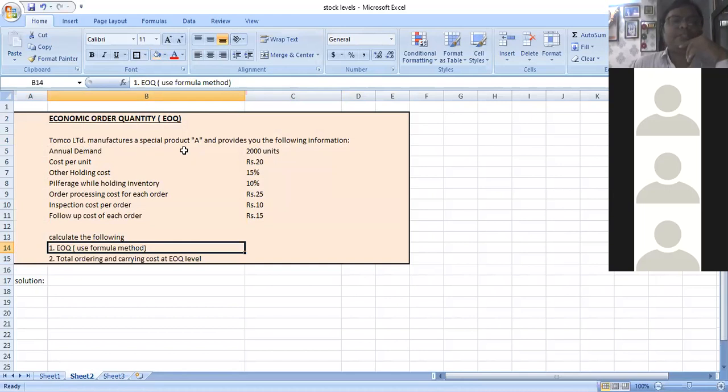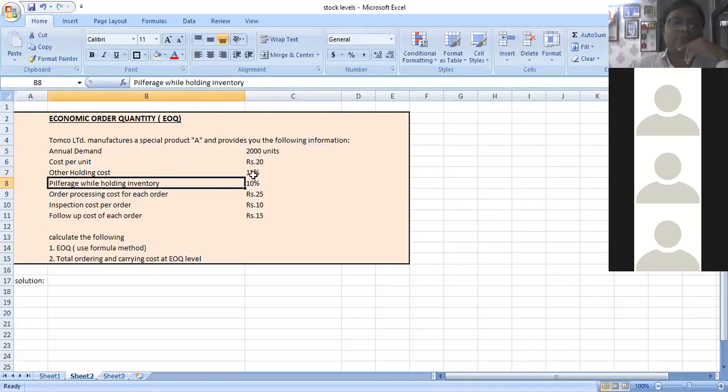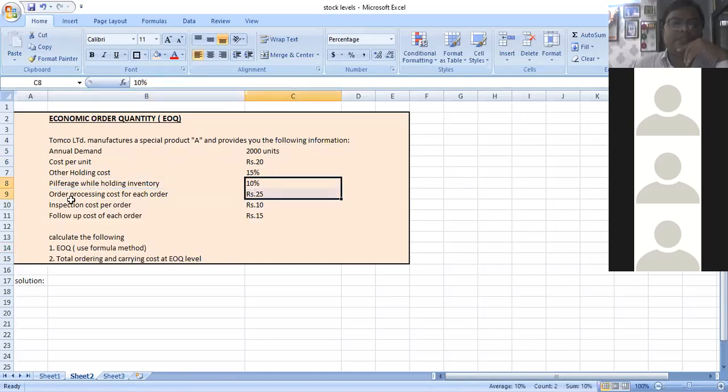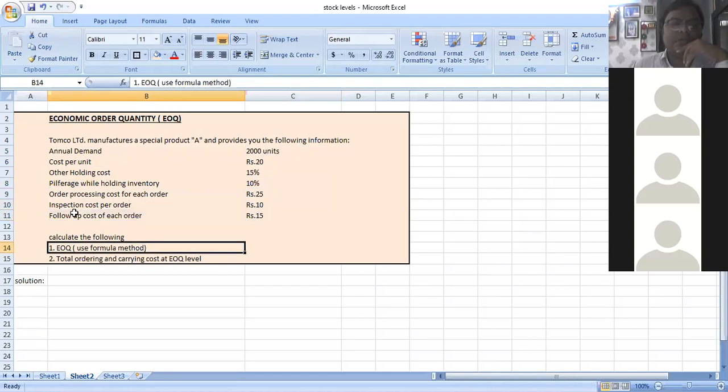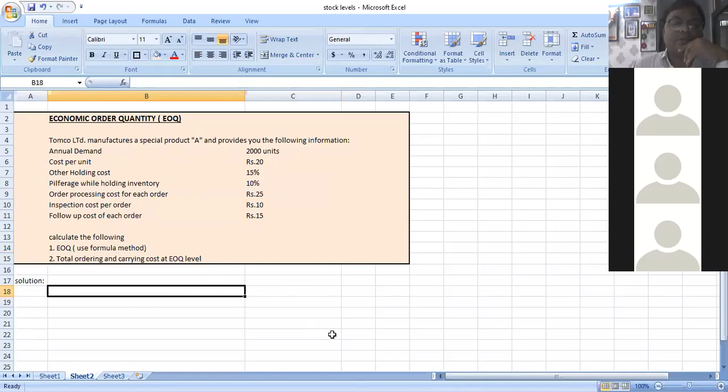Tomco Limited manufactures special product A and provides the following information. Annual demand is 4,000 units. Cost per unit 20. Other holding cost 15%. Pilferage while holding inventory 10%. Order processing 25. Inspection cost 30. Follow-up cost 15. So you are required to calculate the economic order quantity. Economic order quantity, you know the formula.